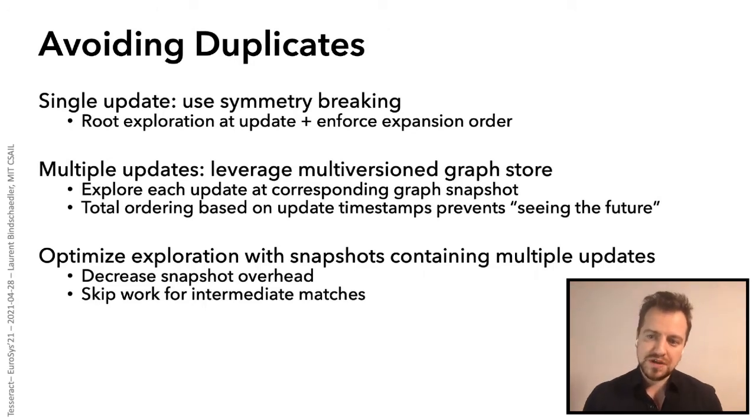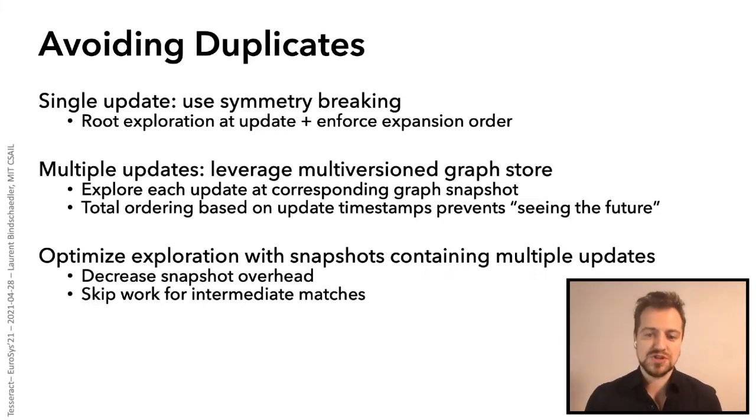So in order to deal with duplicates in Tesseract, we combine several techniques. The first technique addresses the single update case and is an adaptation of symmetry breaking in the context of evolving graphs. This works by rooting the exploration at the update and then enforcing an order for expansion so you cannot possibly find the same graph with multiple explorations. The second technique addresses the case of multiple updates, and in this technique we leverage our multiversioned graph store to essentially force each exploration to only work within the graph snapshot corresponding to that update. Now this prevents a situation where two explorations from different updates would find the same match.